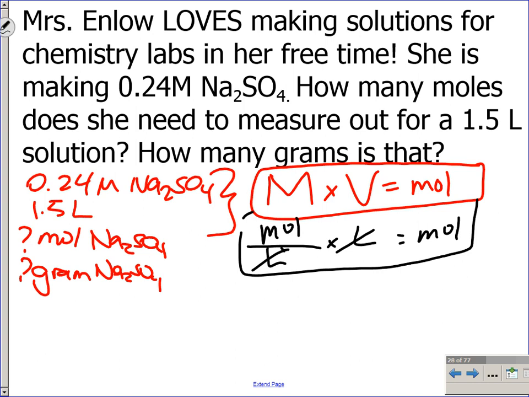All right, so let's just kind of plan ahead. If I take my molarity and my volume and I multiply them, I get moles, right? Check, first answer there. How do I get to grams? Use the molar mass.